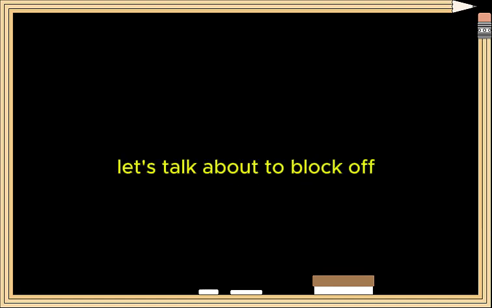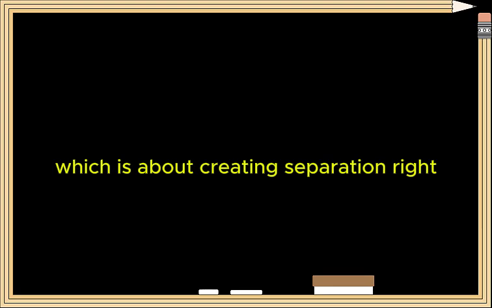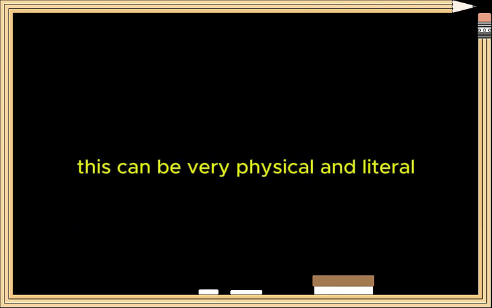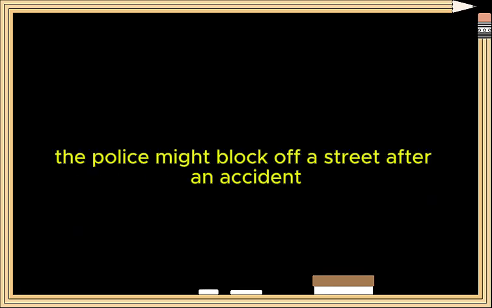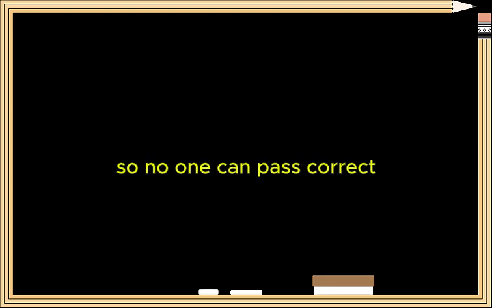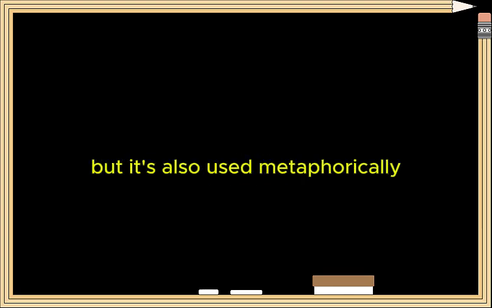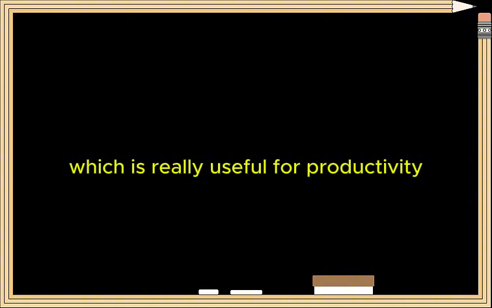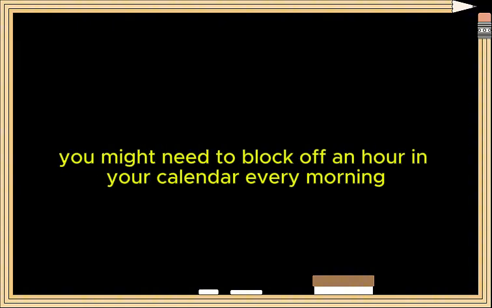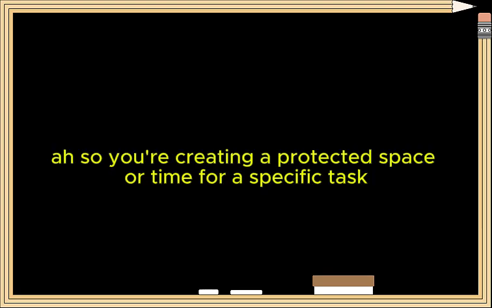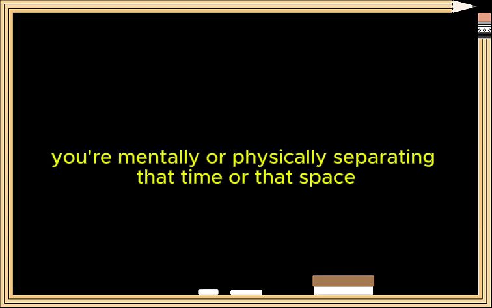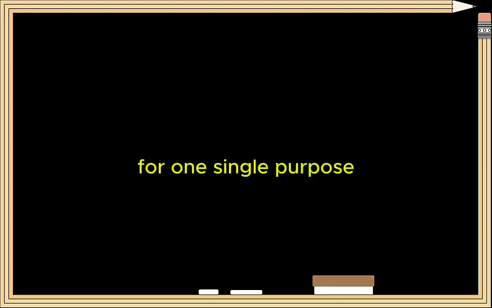And finally, in this group, let's talk about to block off, which is about creating separation. Right. This can be very physical and literal. The police might block off a street after an accident. So no one can pass. Correct. But it's also used metaphorically, which is really useful for productivity. You might need to block off an hour in your calendar every morning just for answering emails. So you're creating a protected space or time for a specific task. Exactly. You're mentally or physically separating that time or that space for one single purpose.